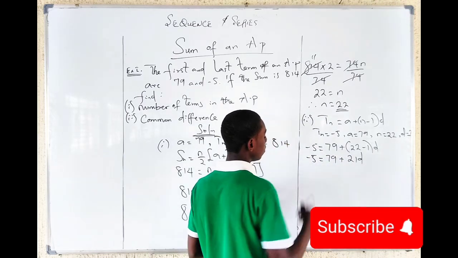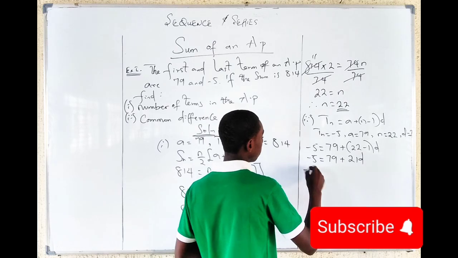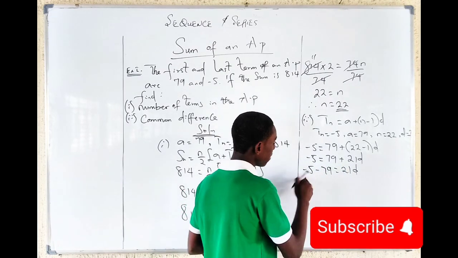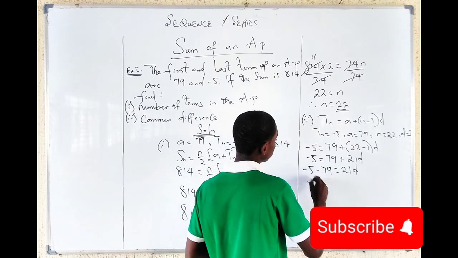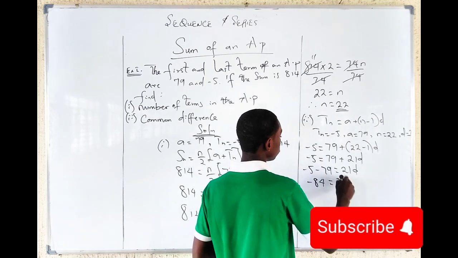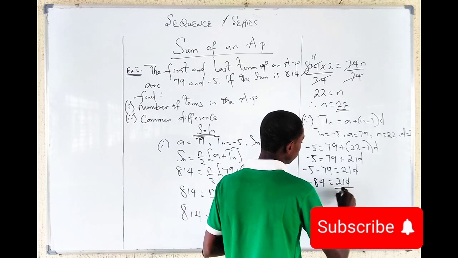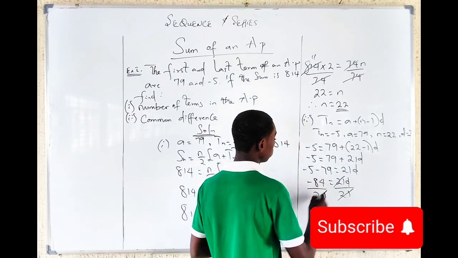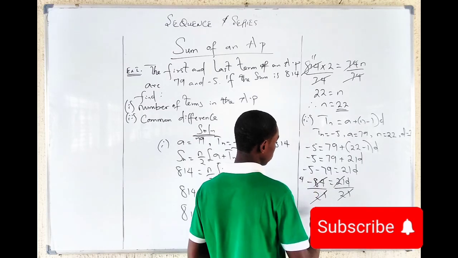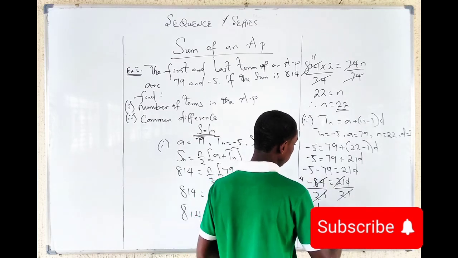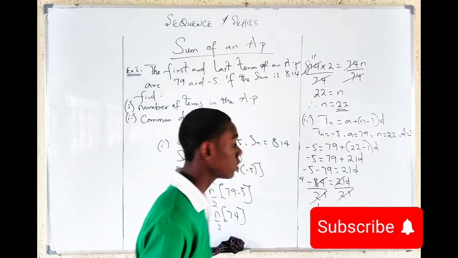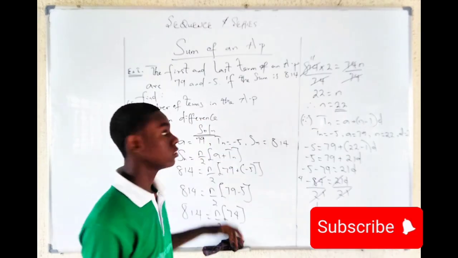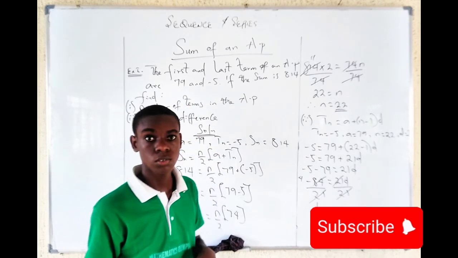Now moving 79 to the left hand side of the equation, minus 5 minus 79 will be equal to 21D. So minus 5 minus 79 is minus 84, which will be equal to 21D. Now divide both sides by 21. 21 will cancel 21, and 21 will go into 84 4 times. So D will be equal to minus 4. Now the common difference will be minus 4. So I've successfully given the solution to this question we have.